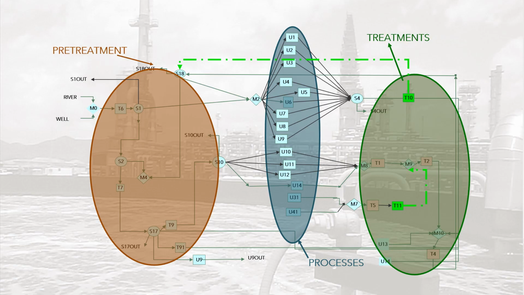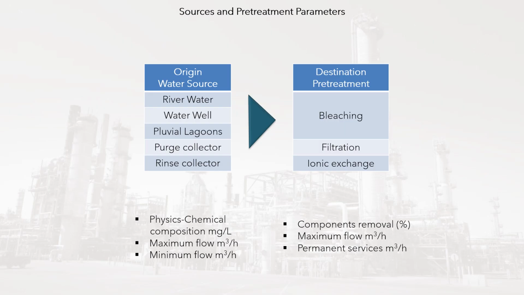The diagram shows the refinery organized into areas according to the processing of the water. These are pretreatment, processes, and treatments. Sources and pretreatment parameters. The natural water sources are river water, water well, and pluvial lagoons. These sources require a bleaching process to be used. The pretreatment water sources are purge collector and rinse collector. These sources require the use of filtration or an ion exchange process.